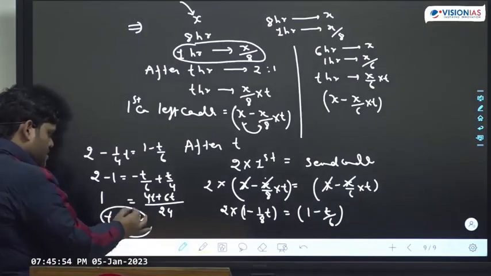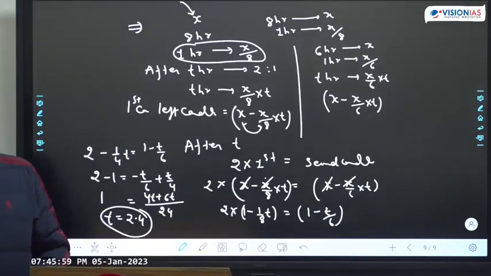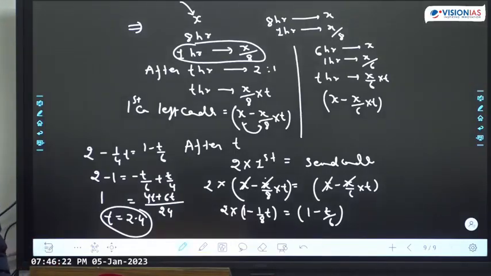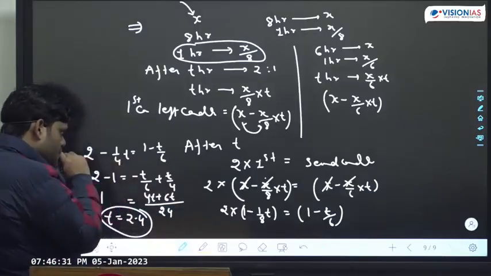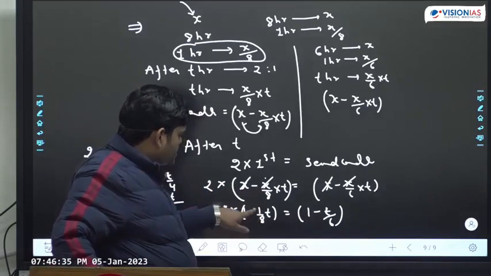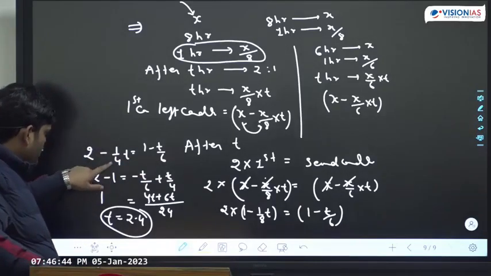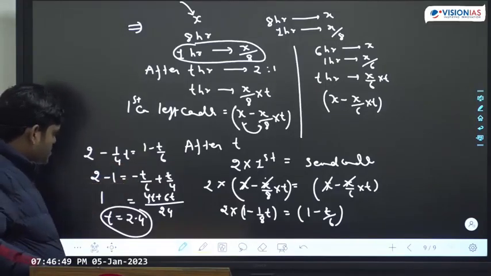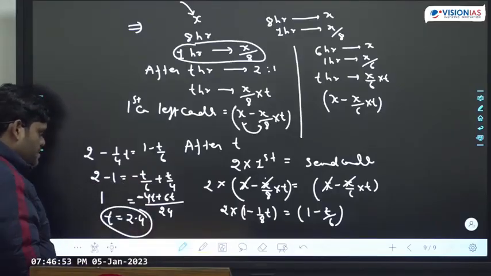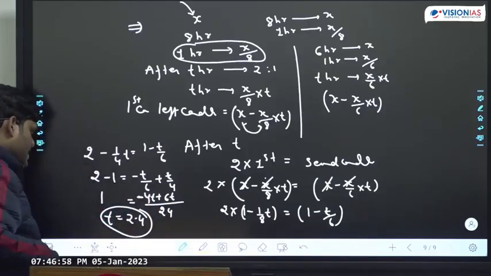Did I do something wrong somewhere? Let me read the question again. Maybe there is something, because now the answer should be there. Let me read the question again. Yes, I made a mistake here. This was not right, it was t by 8, so this will become 1/4t. So 2 minus 1/4t is equal to 1 minus t by 6. This 1 will come on this side, 2 minus 1. Okay, this is a minus sign here, which I missed. But then t is coming as 12, which is not possible.